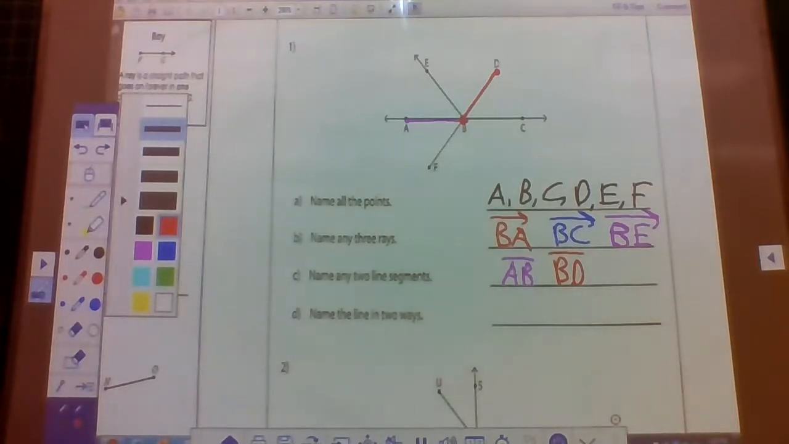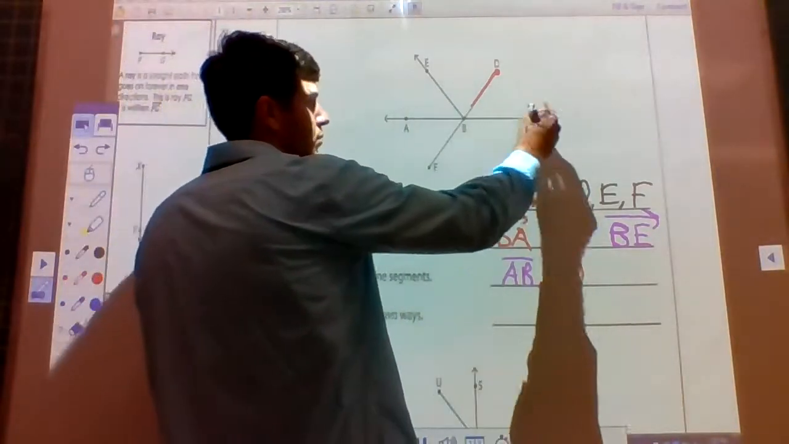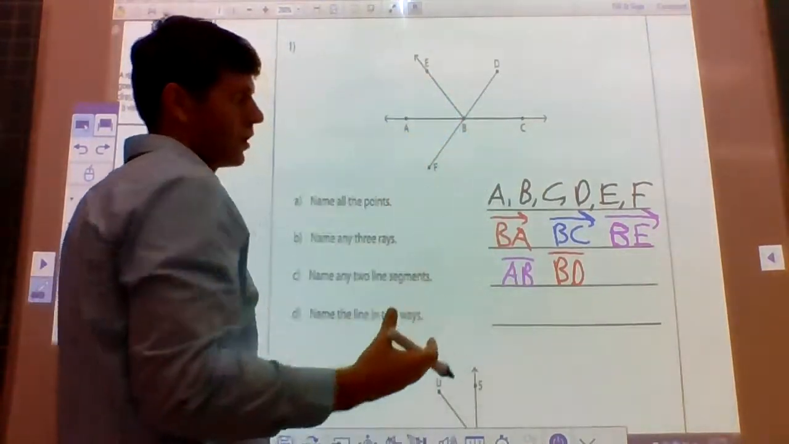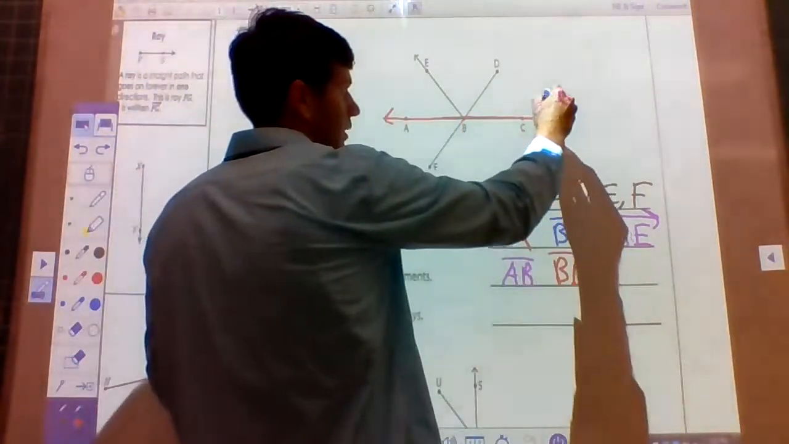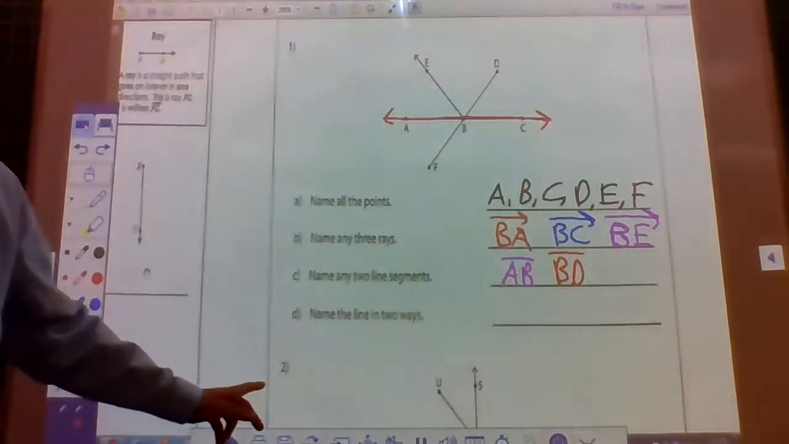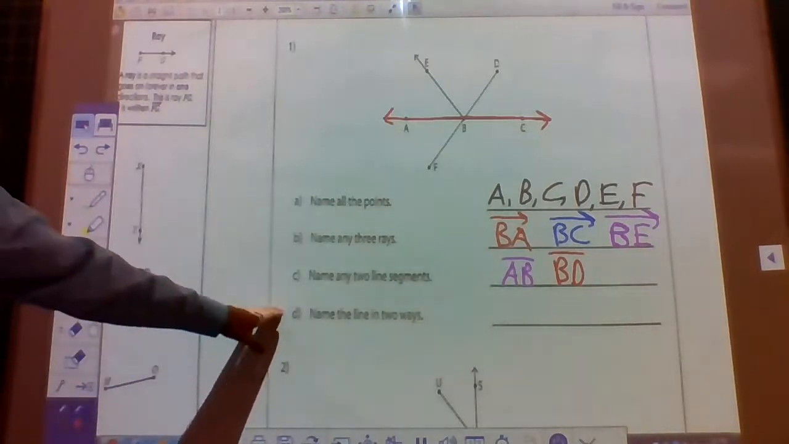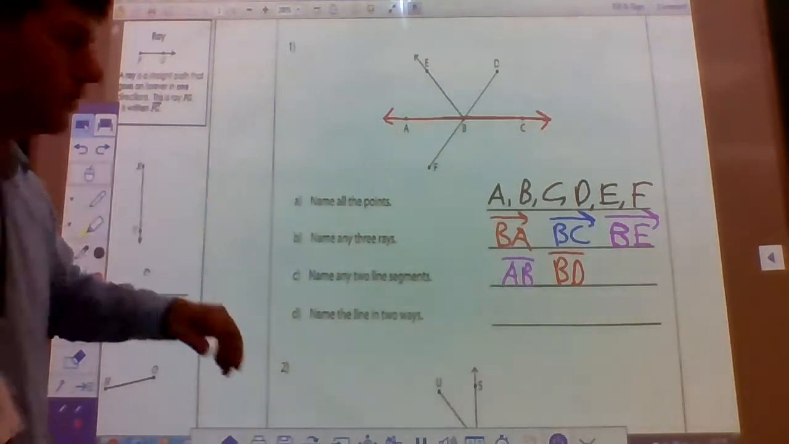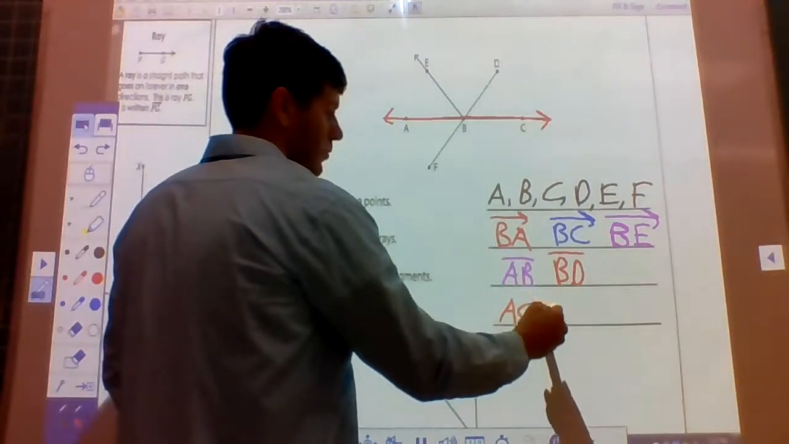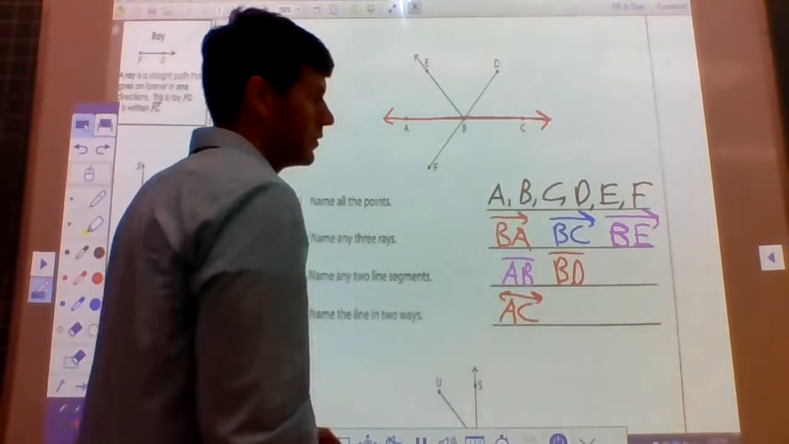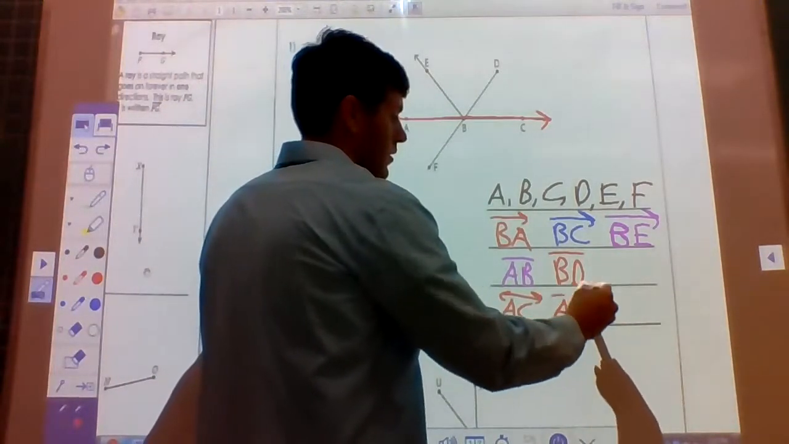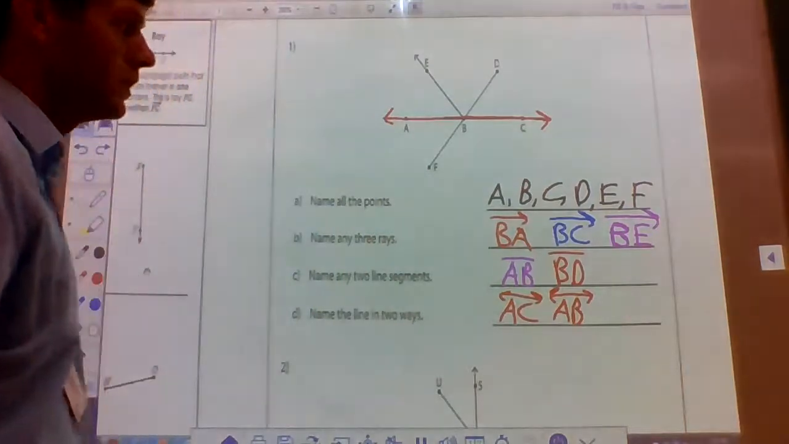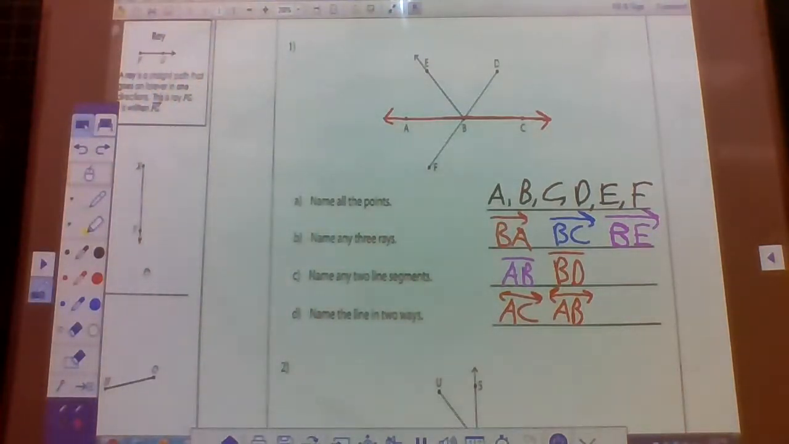So it says name the line in two ways. So in this diagram, there's a bunch of lines that aren't drawn. But if we want to pick the line that is drawn, that's going to be this one right here because it's got the two arrows going in two opposite directions. So if we wanted to name that line, we just have to pick 2 points on the line. So AC, and we put the line on top above the A and the C because it's going in both directions. We could also do AB. Right? We could have done BC, CB, CA, CB. All of those would have worked.